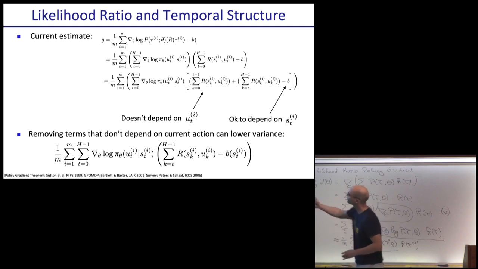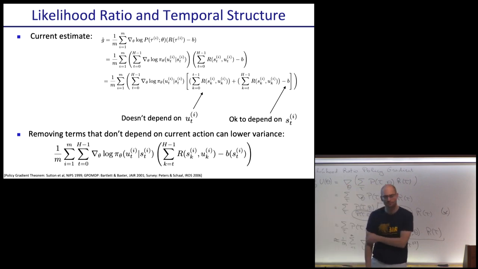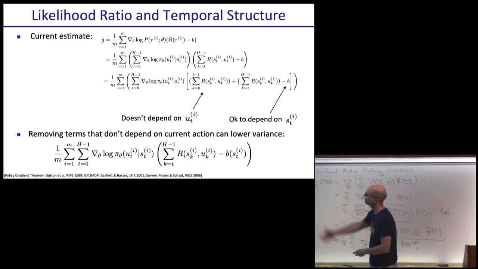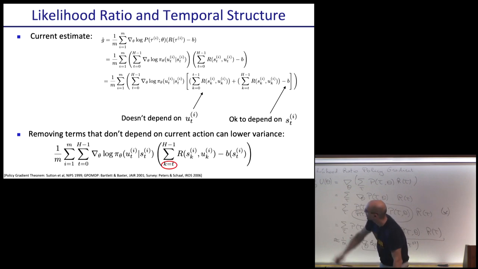Now, we might not have exactly available how much you on average get from that state, but that's maybe an ideal thing we could put there. In practice, we'll put an approximation. The important thing here is that we now sum from the current time onwards when we look at the rewards that we multiply in, not the reward for the entire trajectory. So we're exploiting the temporal structure.